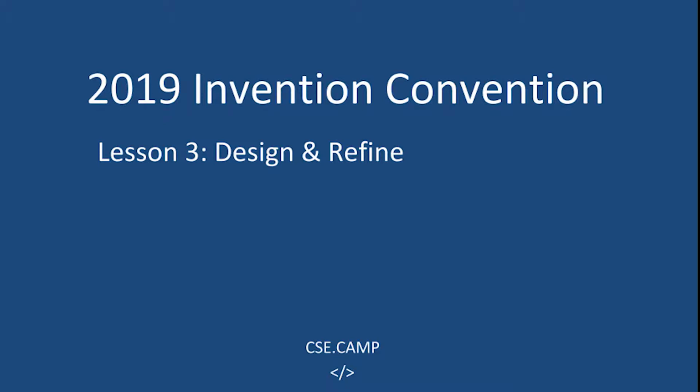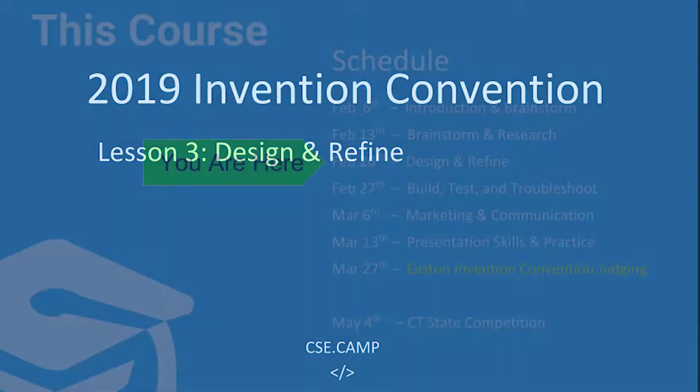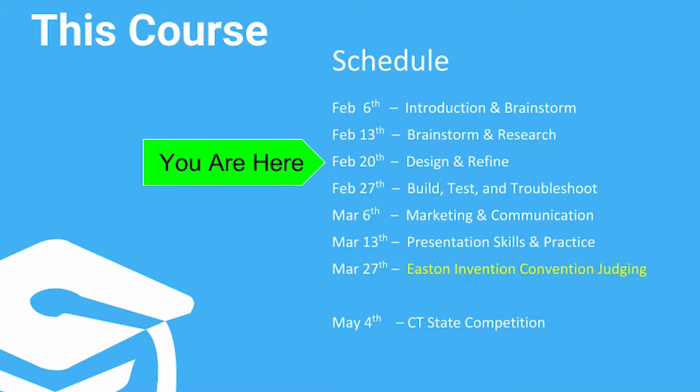This is week 3 of the 2019 Invention Convention. This week we're going to work on designing and refining our inventions. Before we jump in, let's quickly review the schedule. So we are in week 3, which puts us at February 20th, the design and refine phase.